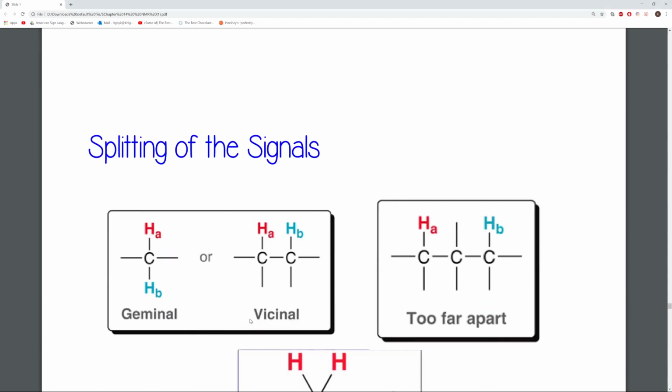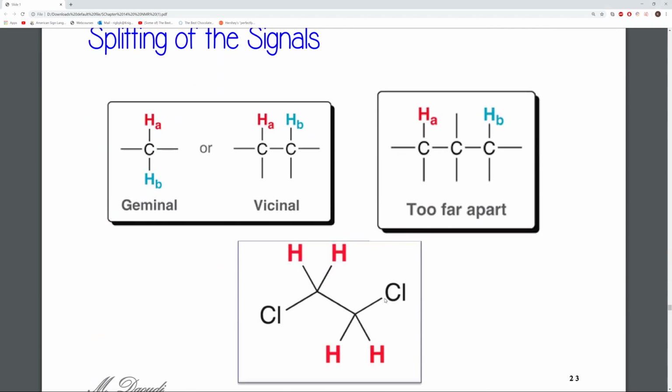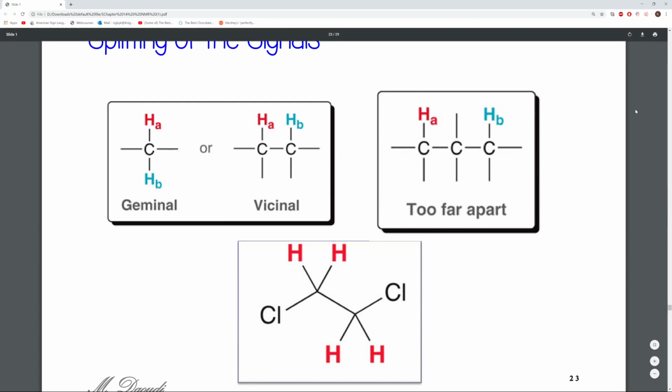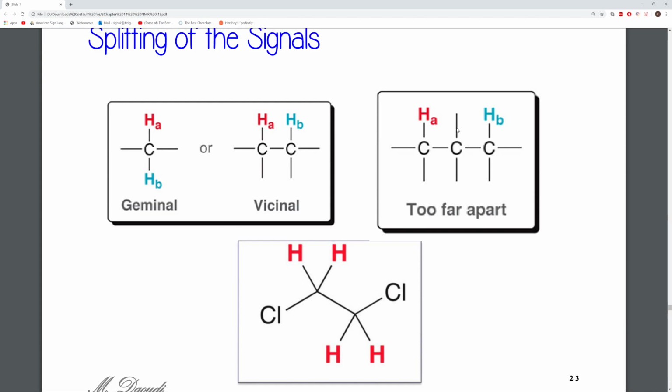Okay, good. Okay, so splitting of the signals. They have to be pretty close together. They have to be either on the same carbon or on carbons that are right next to each other, but separated by one or fewer sigma bonds. The one on the right here is separated by two sigma bonds, so they're too far apart to split each other. Okay? When we're talking about geminal hydrogens, that means they're on the same carbon.